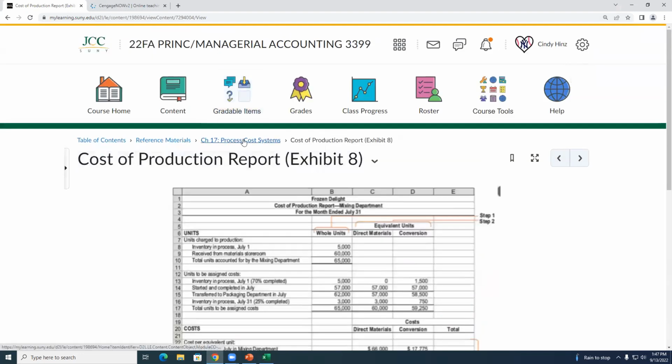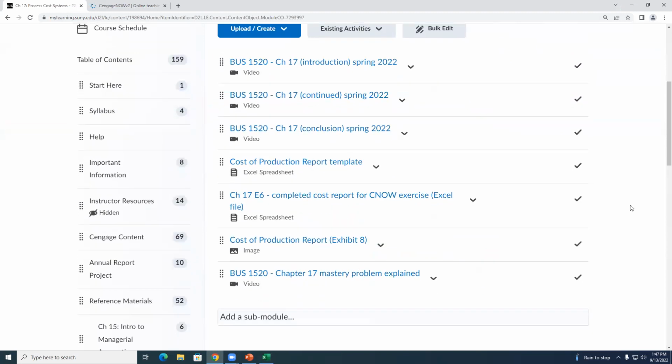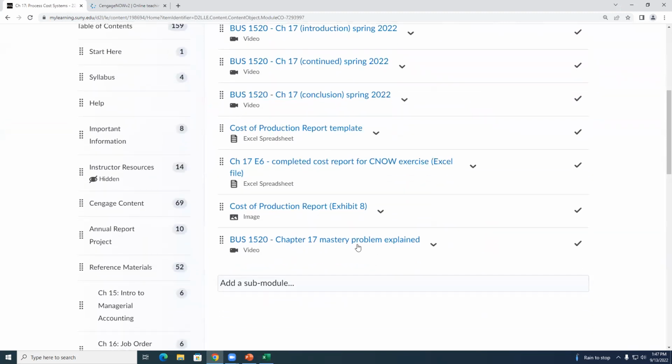And lastly, after we finish Chapter 17, you'll be working on the Chapter 17 mastery problem, which is another one that's a bit tricky. And so there is a mastery problem explained video here. I strongly encourage you to try it on your own and then use the video as needed.